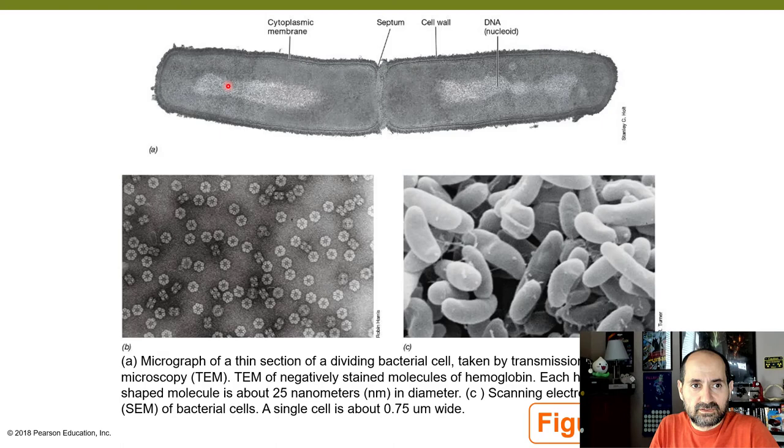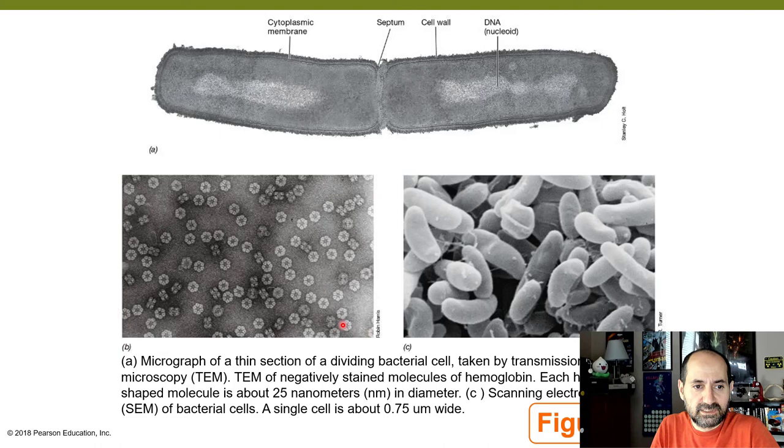You can see the nucleoid here, the nucleoid here, the septum formed here. So this is a bacterial cell, and look how much detail you can see of this bacterial cell. Okay. And then here you can see this is actually a molecule. It's the protein hemoglobin. You know, hemoglobin, the protein.